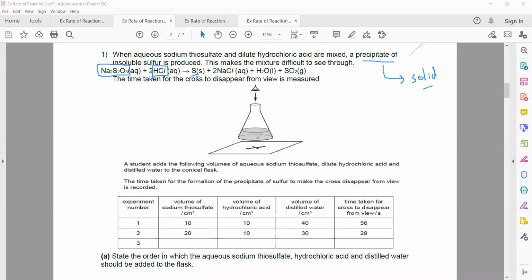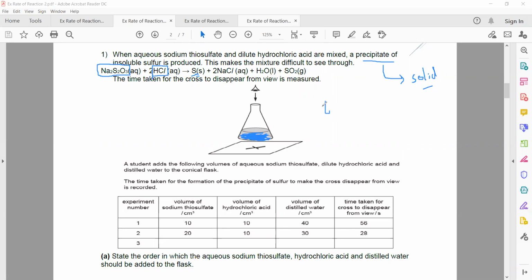So when the sulfur solid forms, what will happen? If you are looking from the top through this conical flask, as the sulfur starts to form, the cross which is under the conical flask will disappear. Why will it disappear? Because as a precipitate or solid is formed, light is not able to pass through and you are not able to observe this cross through the conical flask. So the cross will disappear.